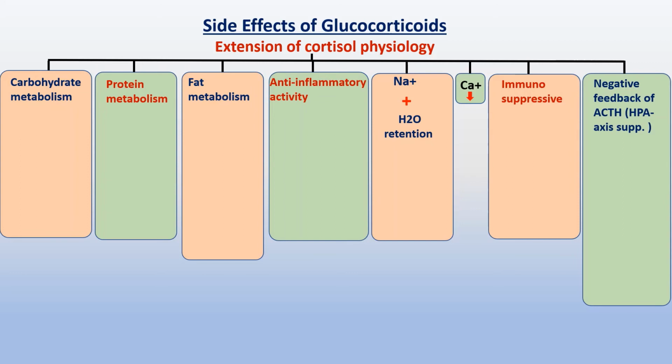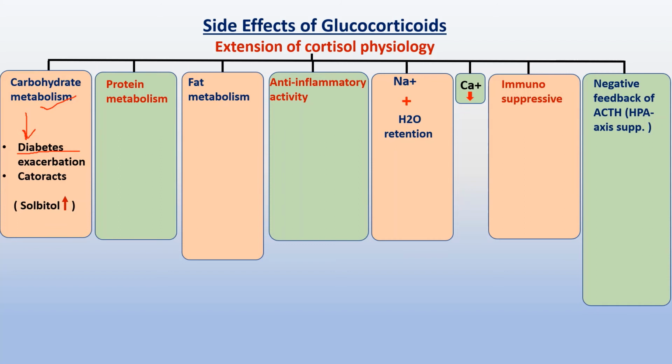So first let us discuss the carbohydrate metabolism. These glucocorticoids will stimulate the glycogen deposition in the liver and gluconeogenesis, and also decrease the peripheral utilization of glucose. So this will lead to a net effect of hyperglycemia and decreased sensitivity to insulin. And so they will precipitate diabetes. Therefore, glucocorticoids are contraindicated in diabetics.